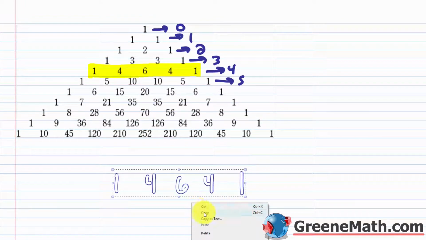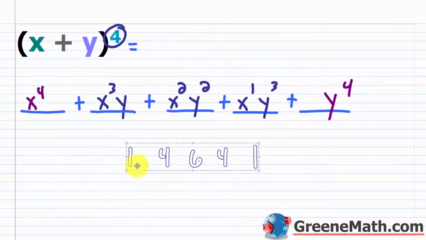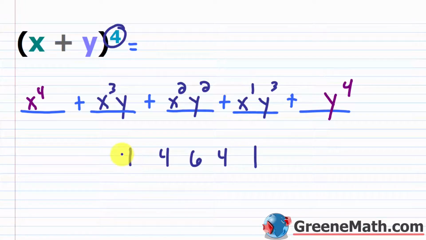Let me just copy that real quick. I'll explain this in a minute. Let's just paste this, and I'm going to show you how quickly we can be done. Everything just goes in order. The 1s on the ends we don't need to write, because 1 times anything is just itself. This would be a 4, and this would be a 4. Notice how the second term and the second to last term are the same, and the middle term is just a 6. Just that quickly, we're done. We've expanded this. It's x to the 4th power plus 4x cubed y plus 6x squared y squared plus 4x y cubed plus y to the 4th power.